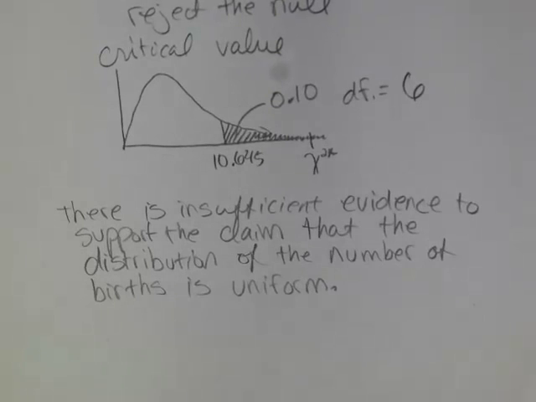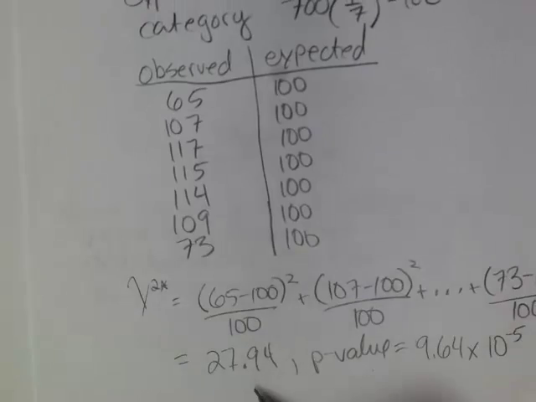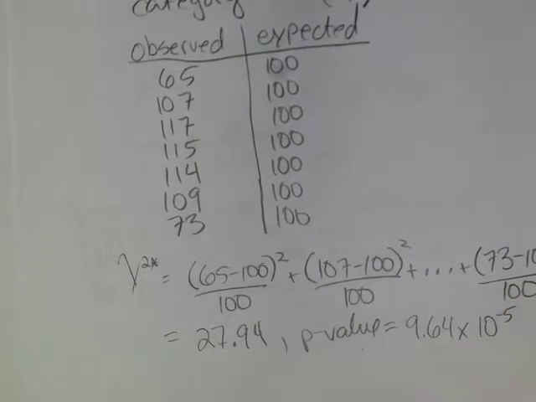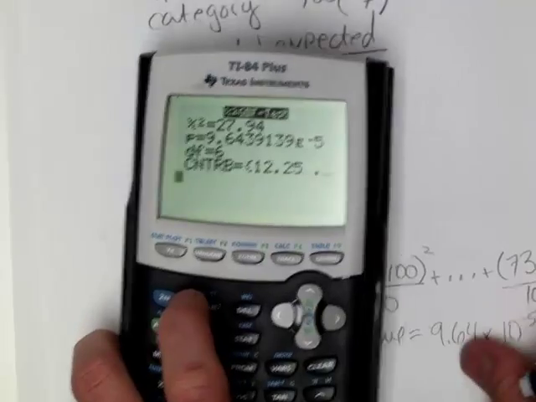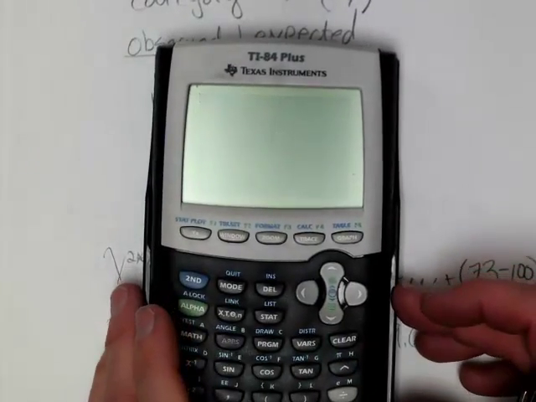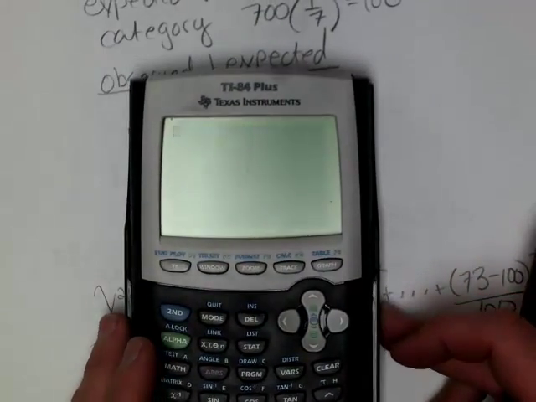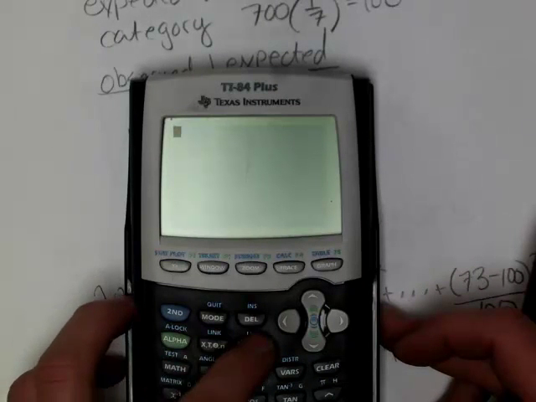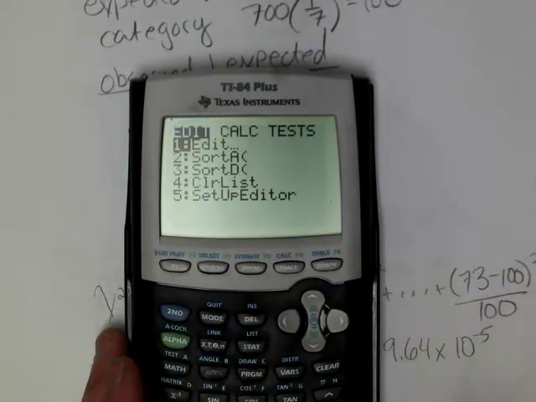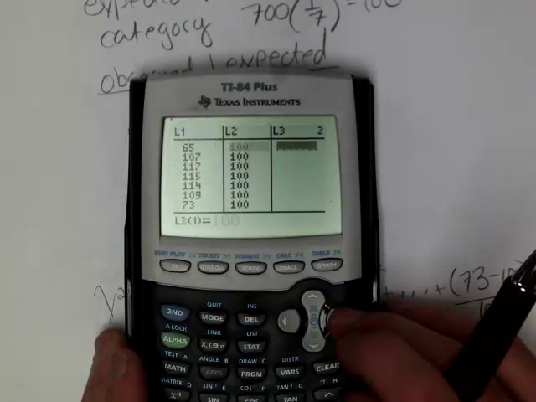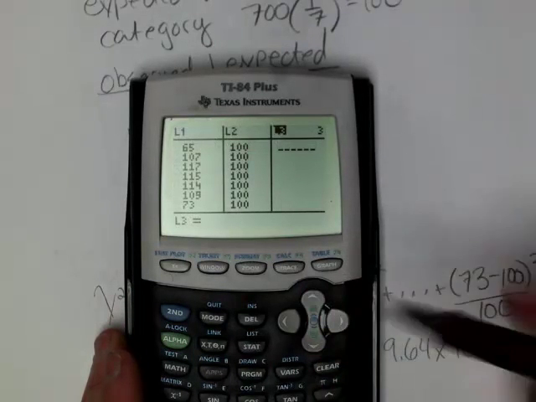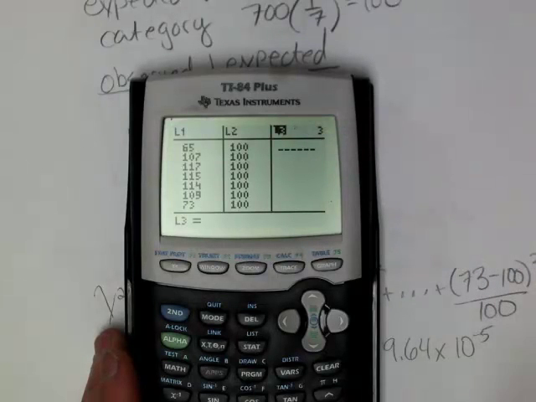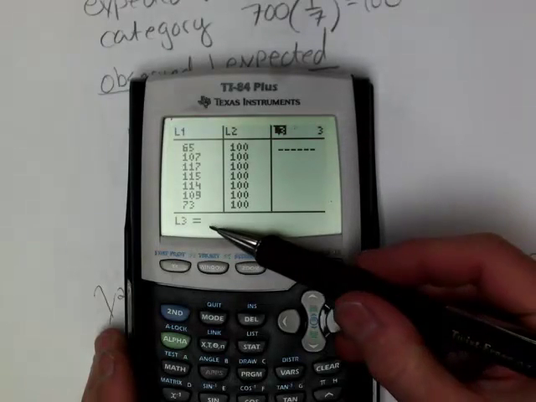Again, I did this in my previous example. If you don't have a built-in chi-square goodness of fit test, you can still get the test statistic of 27.94 indirectly. Let me go over that. I'm going to go back to my calculator, go to Stat, and go to Edit. In List 3, I want to highlight, so arrow up so List 3 is highlighted, and press Enter to move my cursor down.